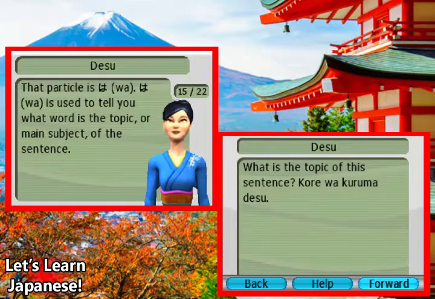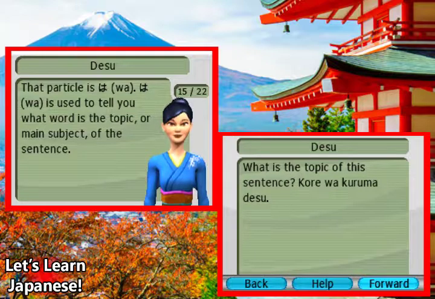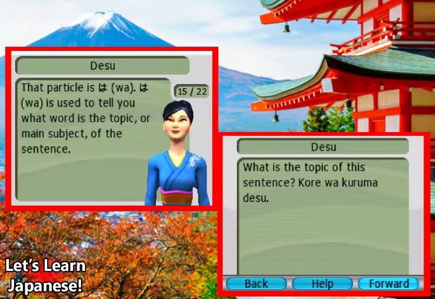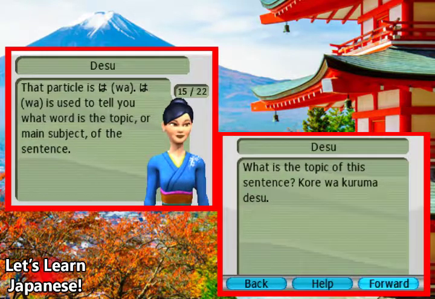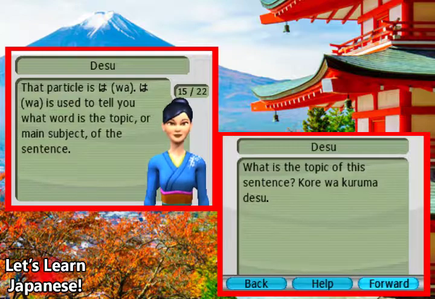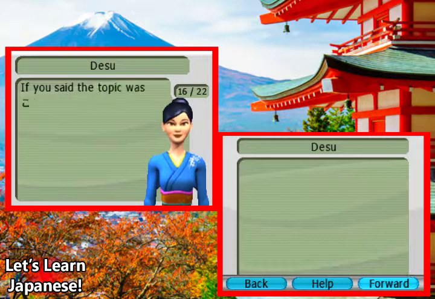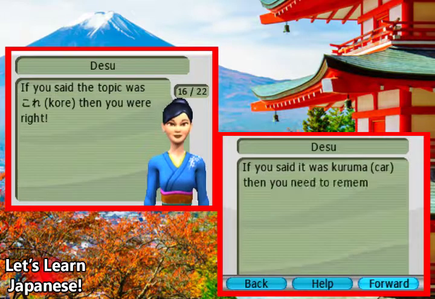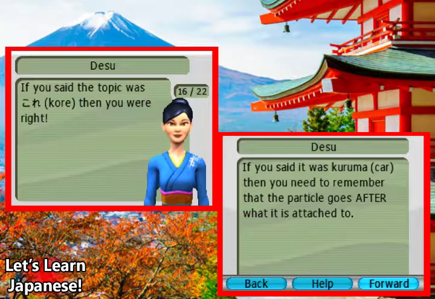So what is the topic of this sentence? Kore wa kuruma desu. Kore we've seen before, that is this. Kuruma is car, and desu is the be verb. So this is a car is the translation of that sentence. The topic, the subject, would be this. The object is kuruma, car, and the verb is desu. If you said the topic was kore, then you were right. Yay. If you said it was kuruma, then you were not right.